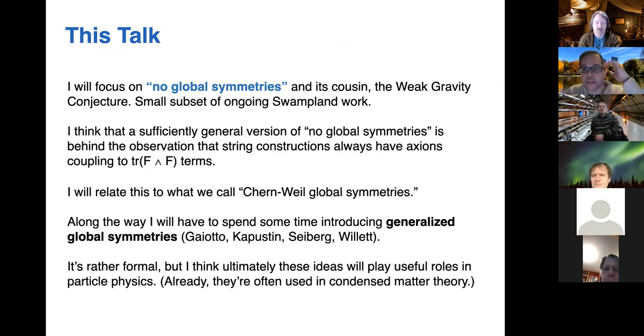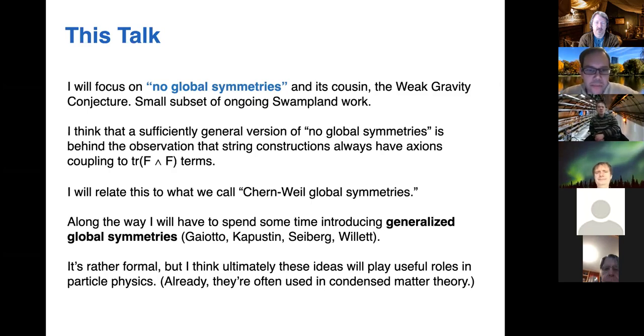But I think one thing that some of us have started to appreciate in the last few years is that this statement that there are no global symmetries is very old. It goes back at least to the 70s, to Hawking and others thinking about black hole physics. But I think the idea that there are no global symmetries actually has a lot more teeth than you would have thought initially. It's a stronger statement.